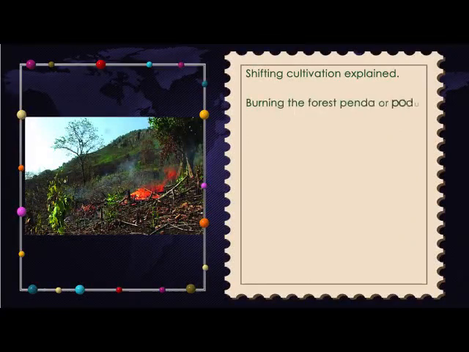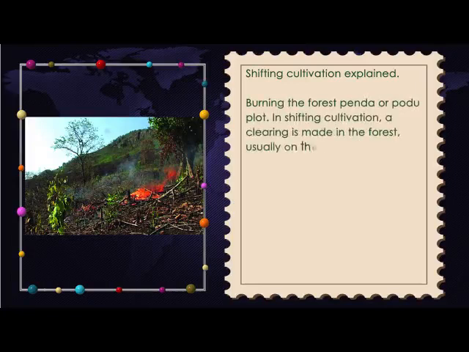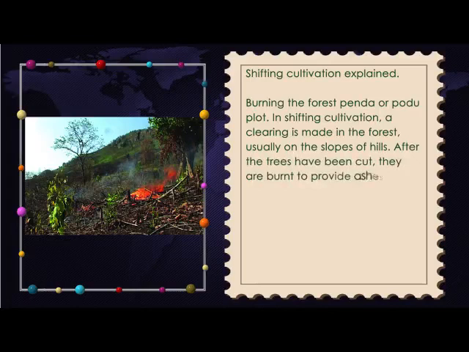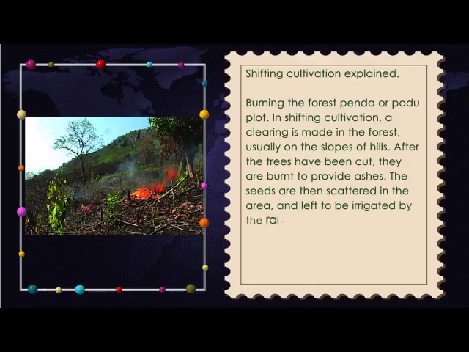Shifting cultivation explained. Burning the forest, penda or podu plot. In shifting cultivation, a clearing is made in the forest, usually on the slopes of hills. After the trees have been cut, they are burnt to provide ashes. The seeds are then scattered in the area and left to be irrigated by the rain. Give me an analysis on the above picture.